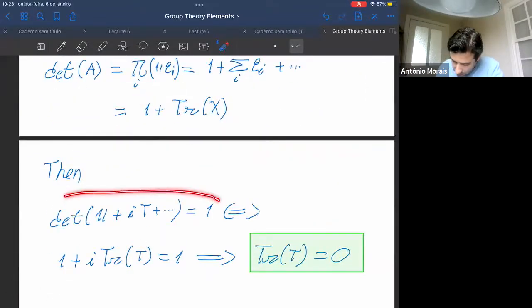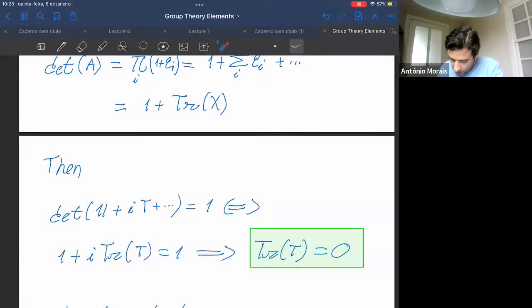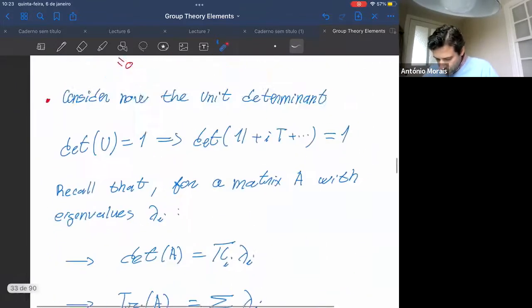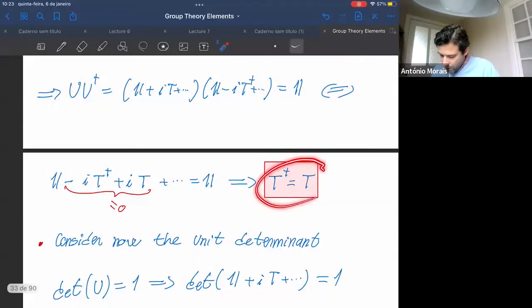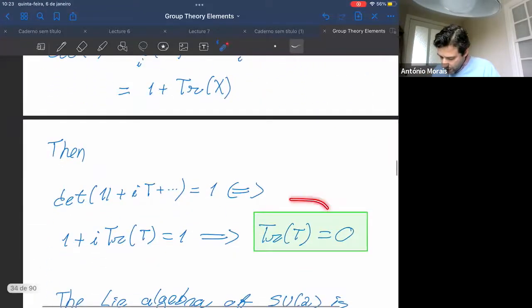This determinant is equal to 1 by definition of special unitary group. And now when you do 1 plus i the trace of T, because we can put the i out of the trace, this has to be equal to 1. So you see the trace is 0. So the generators of the SU2 symmetry, and by extension of any SUN symmetry, are traceless. One of the conditions is that they are unitary, and the other condition is that they are traceless.